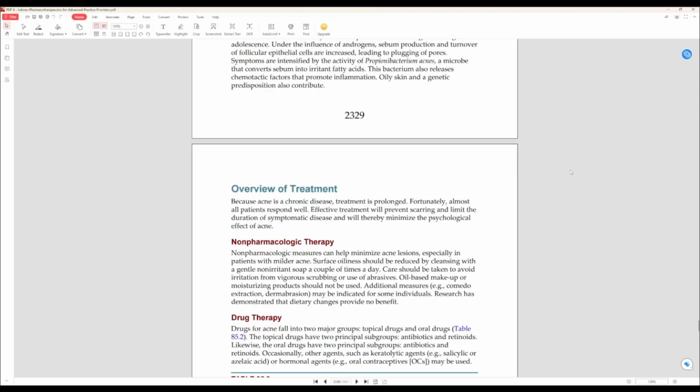Non-pharmacologic therapy. So, we do actually have options. Non-pharmacologic measures can help minimize acne lesions, especially in a patient with milder acne. Surface oiliness should be reduced by cleansing with a gentle non-irritant soap a couple times a day. Care should be taken to avoid irritation from vigorous scrubbing or the use of abrasives. Oil-based makeup or moisturizing products should not be used. Research has demonstrated that dietary changes currently provide no benefit.